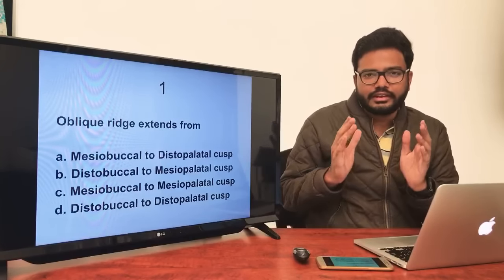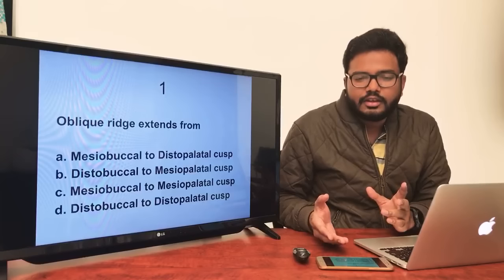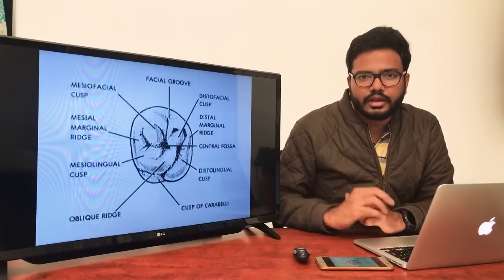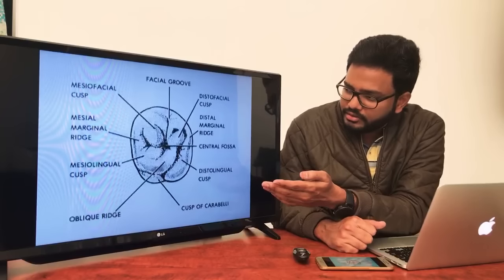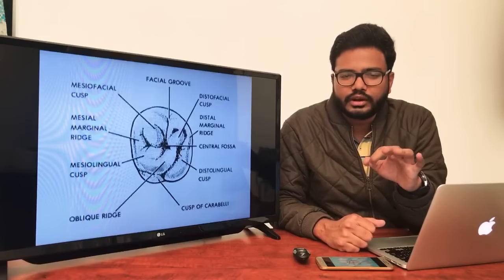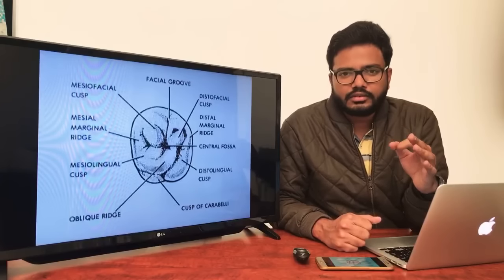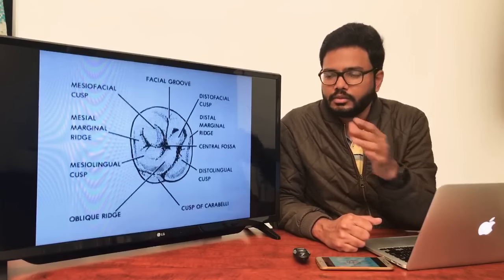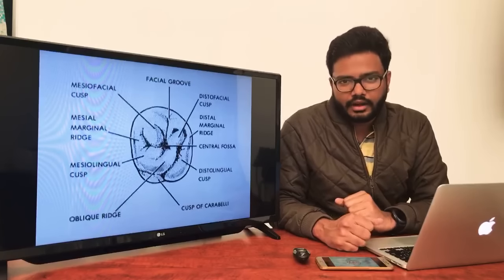So oblique ridge. As you know, ridge is a linear elevation which extends from one particular area to another particular area. In this case, oblique ridge extends from mesiopalatal to distobuccal cusp, which is quite obvious in this image, right? So you have the largest cusp, mesiopalatal, and from there the oblique ridge extends on to distobuccal. And the size order of the cusps is very important. Either descending order or ascending order. The largest cusp to smallest cusp, the sequence you need to understand, you need to remember, right? So don't get confused. Remember the H-shaped pattern: mesiopalatal followed by mesiobuccal, distobuccal, distopalatal, and then the cusp of Carabelli.